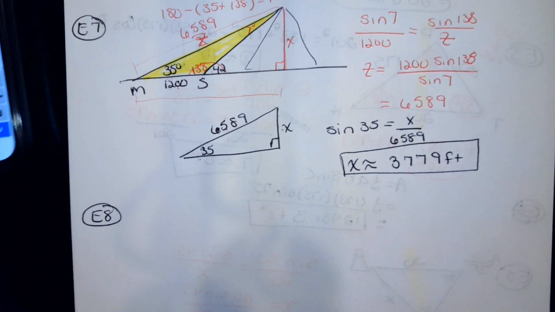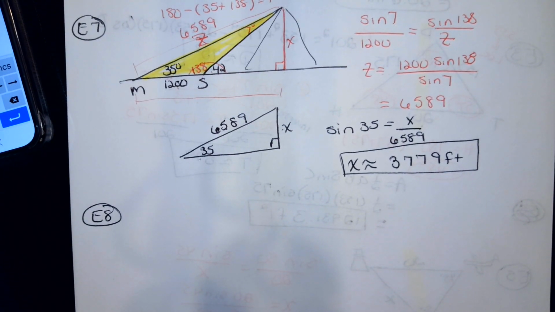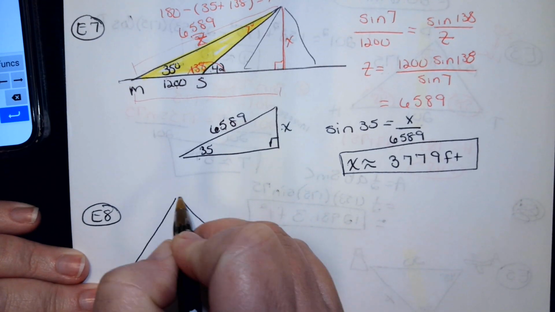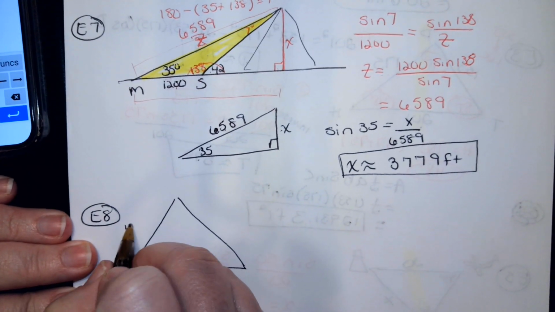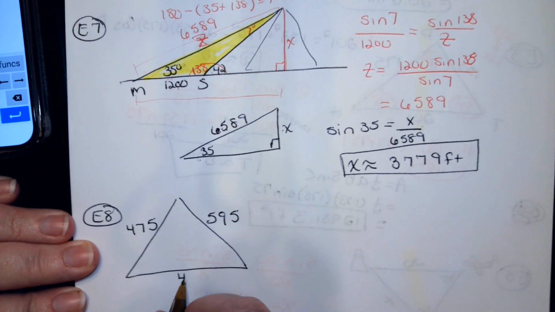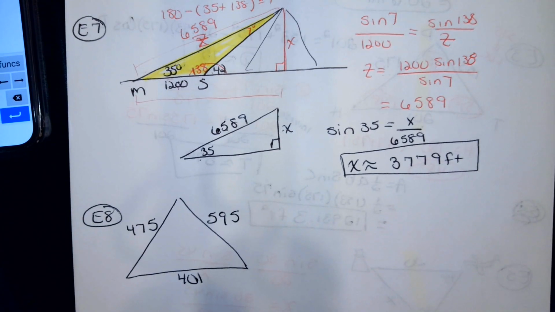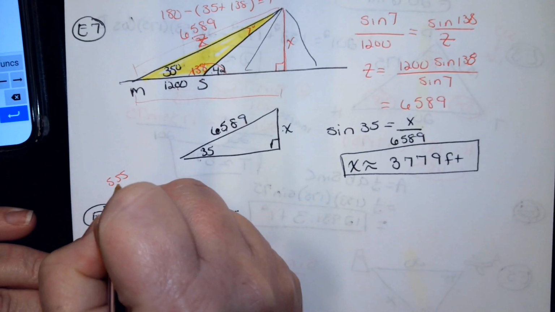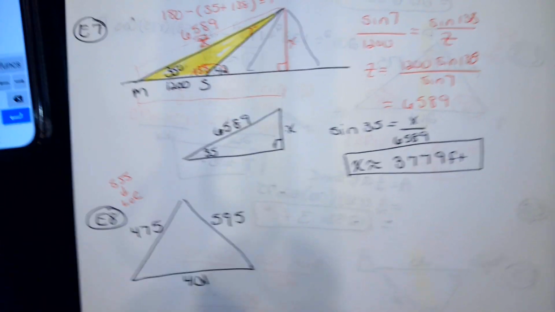A triangular playground has sides of 475, 595, and 401. What are the measures of the angles to the nearest tenth of a degree? Here's our playground: 475, 595, and 401. We have no idea about anything with the angles, so this is definitely not a law of sines. It's a law of cosines because we have that side, side, side scenario.